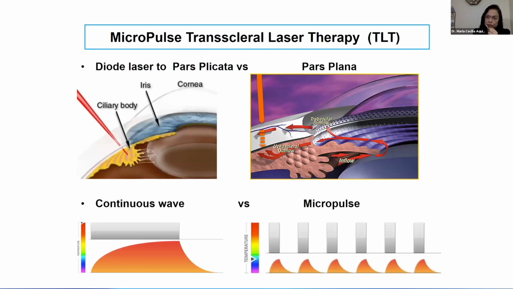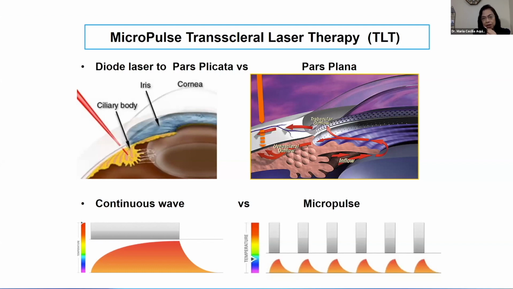So when you're using a diode laser, especially applied transsclerally to target the ciliary body, there are two modes that you can use to deliver the laser. One is through a continuous wave, strong energy pulse that is directed to the pars plicata. This is familiar to us, the conventional method that we know of, continuous wave conventional PCP.